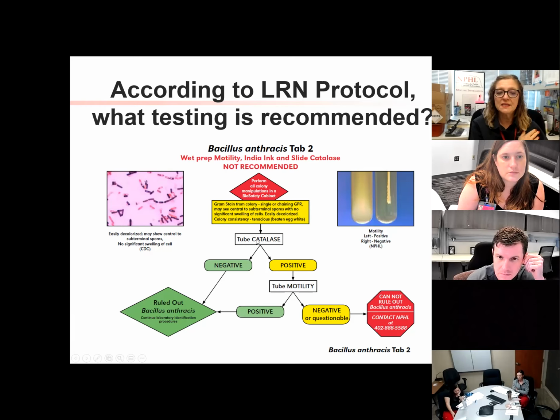If your catalase is positive, then you will have to go to your tube motility. What they recommend is taking that tube motility out. Don't let it come to room temp. Do it cold, because that's the best way to keep that line straight, is to inoculate it when it's cold. And then incubate it, and only go about 2/3 of the way down so you can see if it's your streak or if it's something else.